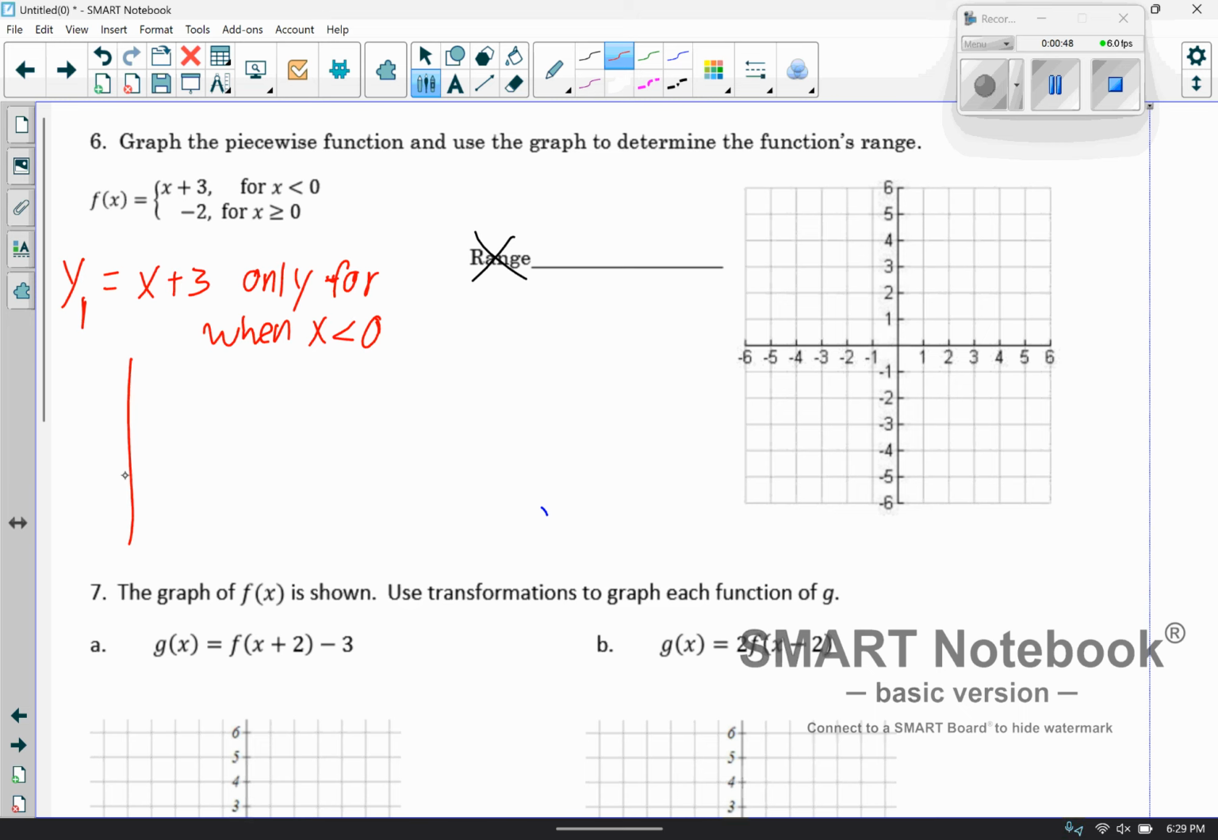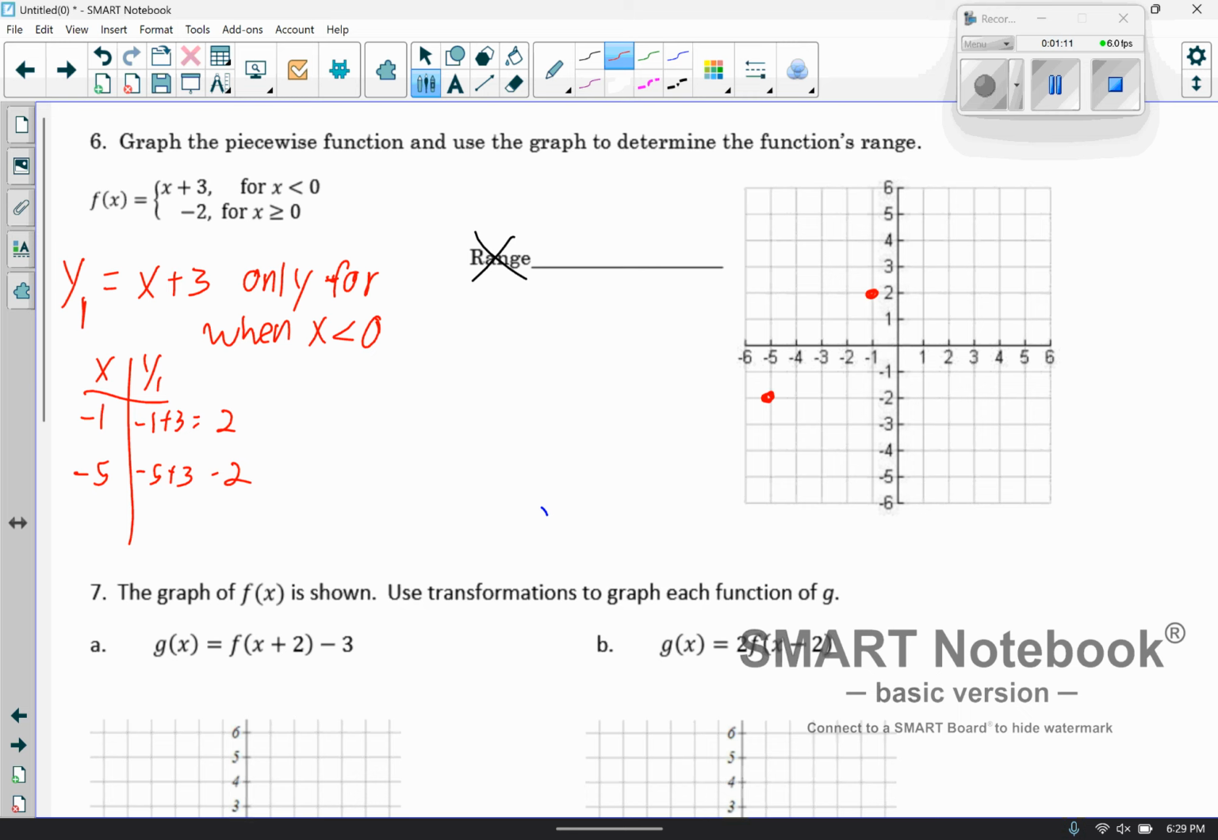So let's pick some values when x is less than 0. Well, like -1 would work. So then -1 plus 3 gives us a 2. So that has a point at -1, 2 right here. Let's see, -5, I don't know. -5 plus 3, that equals -2. So that point would be -5, down 2 right there.